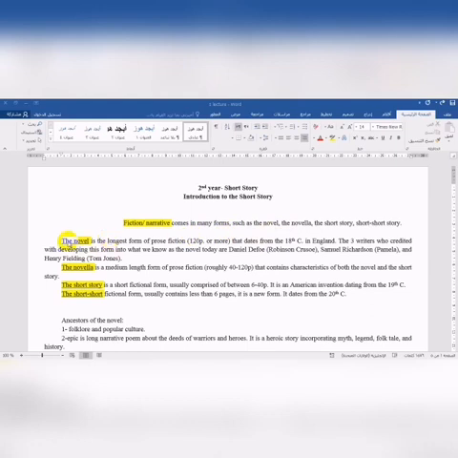The novel. What is the novel? The novel is the longest form of prose fiction. It is 120 pages or more, so it is not less than 120 pages. The date of the starting point of the novel that emerged in England is the 18th century.